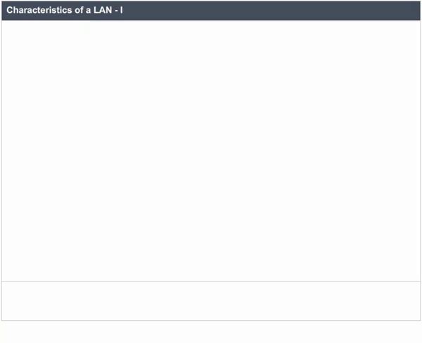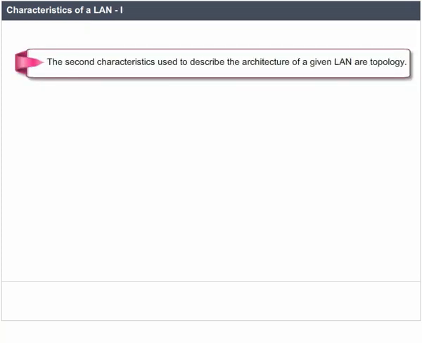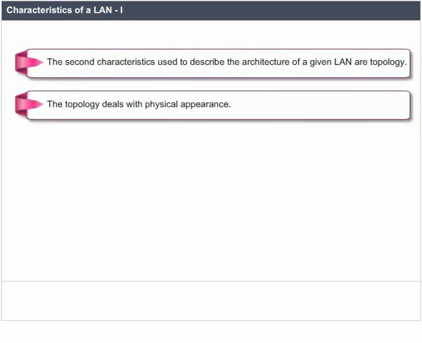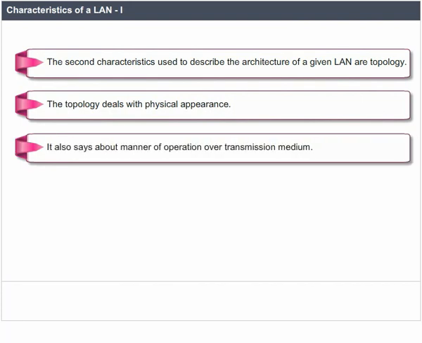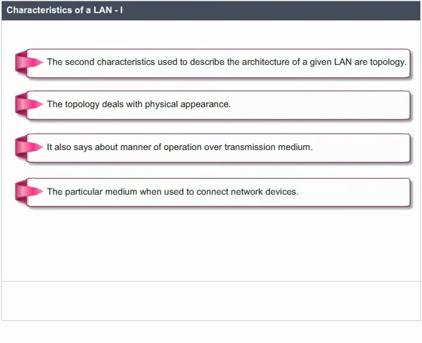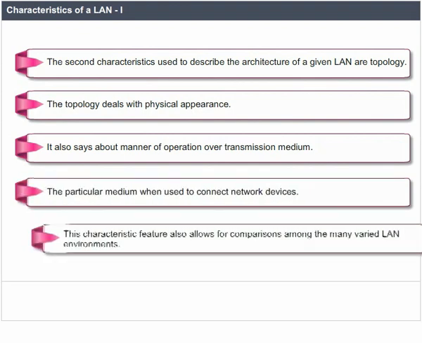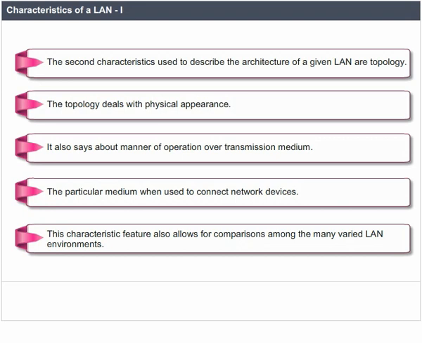The second characteristic used to describe the architecture of a given LAN is topology. The topology deals with physical appearance. It also describes the manner of operation over the transmission medium when the particular medium is used to connect network devices. This characteristic also allows for comparisons among the many varied LAN environments.